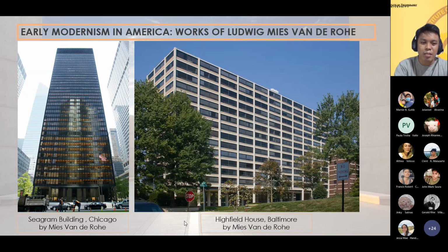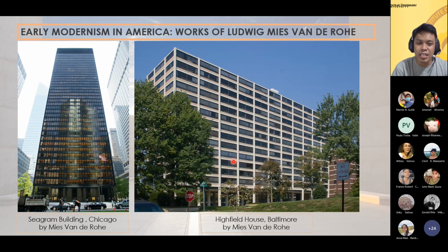And other buildings designed by Mies van der Rohe are the Seagram Building and also the Highfield House in Baltimore. So notice how simple it is. Glass and steel on the facade. It's just a rectangular building, glass and steel. Same with this, glass and steel, and also concrete. You can see the concrete. This one is an apartment, condominiums. So this is where the high-rise started.